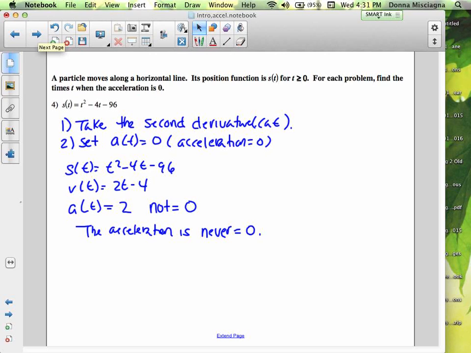The velocity would be equal to 0 at the beginning before it starts to move, or actually the velocity is going to be equal to 0 at 2 seconds, but our acceleration is never equal to 0. Let's take a look at another problem. That was pretty easy, wasn't it?